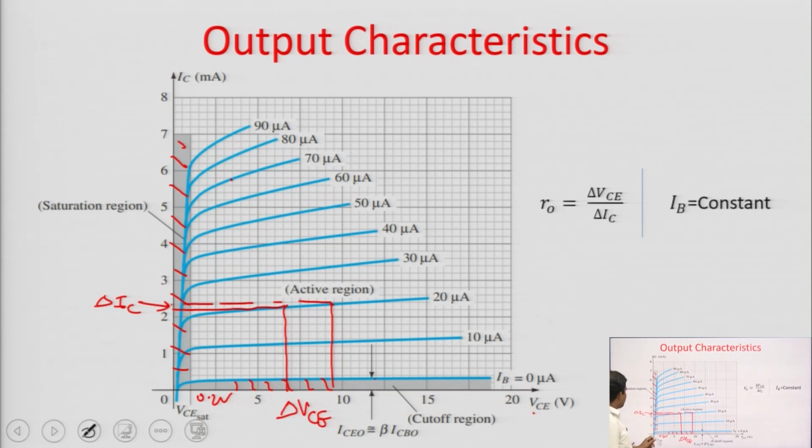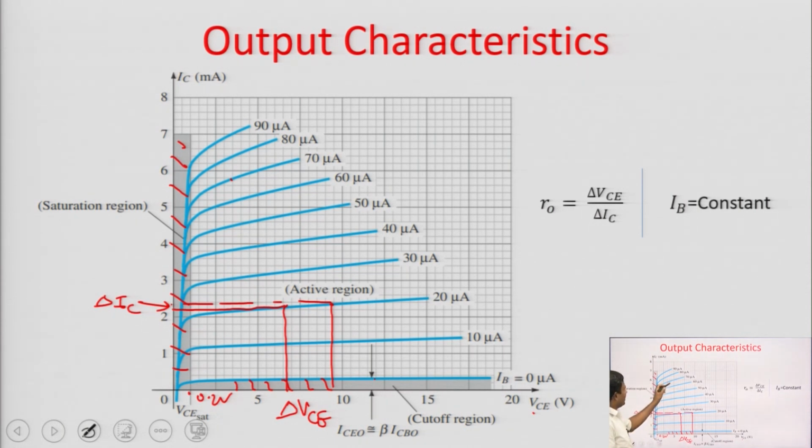And now, at the left side, since VCE equals 0.2 volt, both the junctions are in saturation region. Already I have discussed in the previous explanation that when VCE equals 0.2 volt, the transistor becomes saturated.